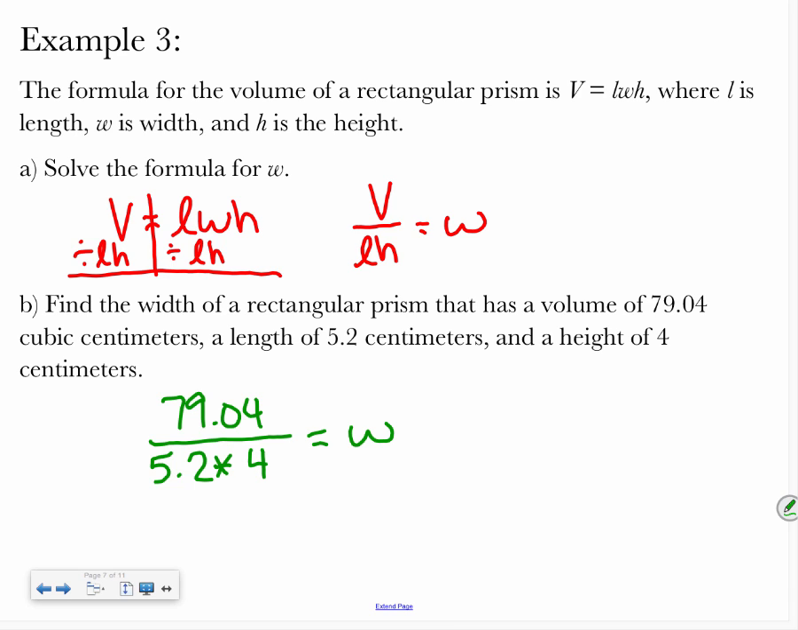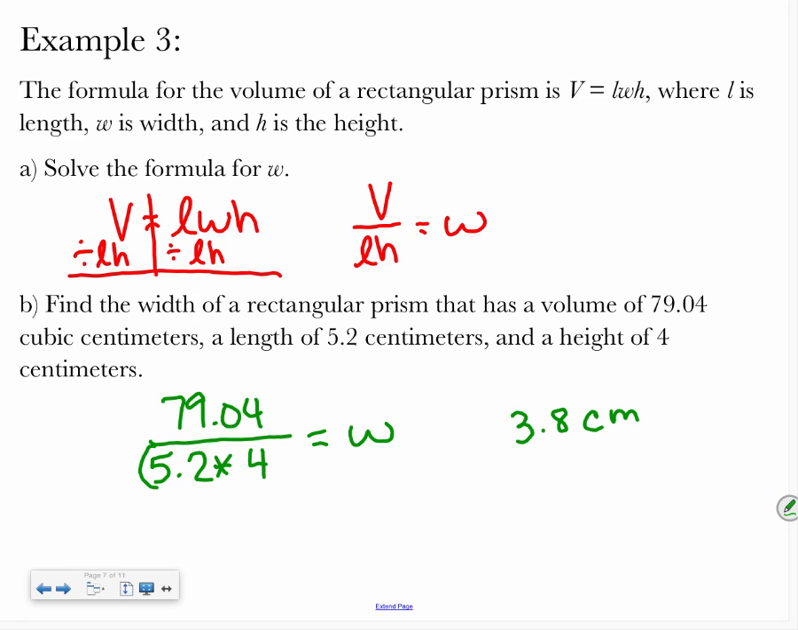So you can see it's already solved for W, so we can figure out what that width is. If we divide 79.04 by 5.2 times 4, you end up with 3.8 centimeters. If you did not get that answer, you might have plugged it into your calculator incorrectly.